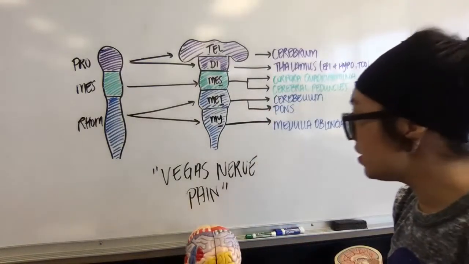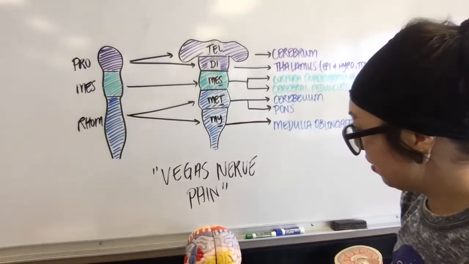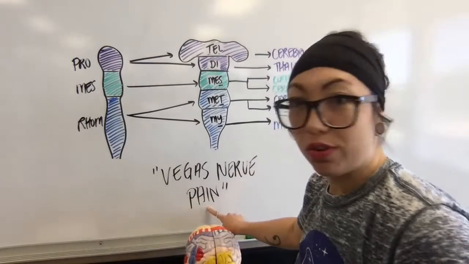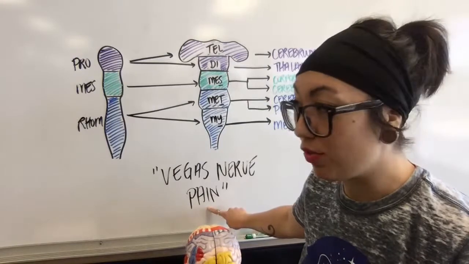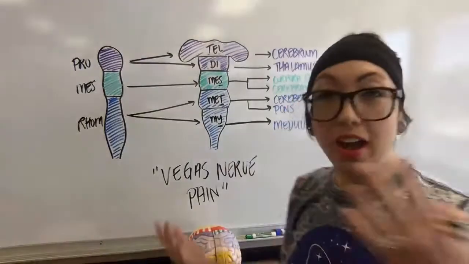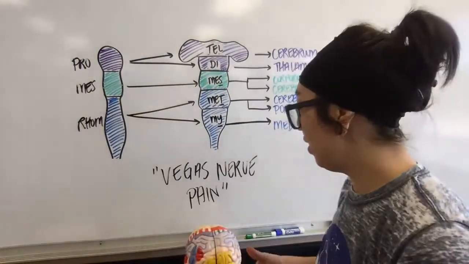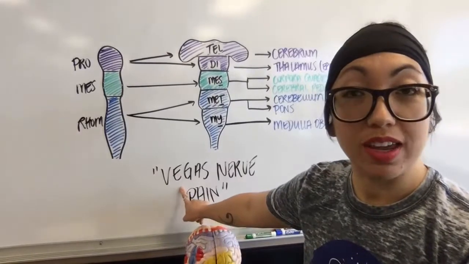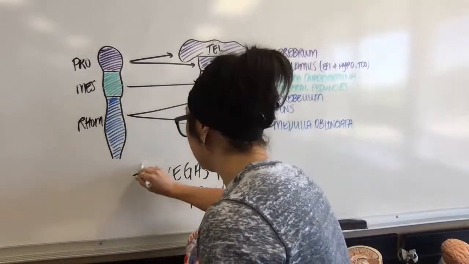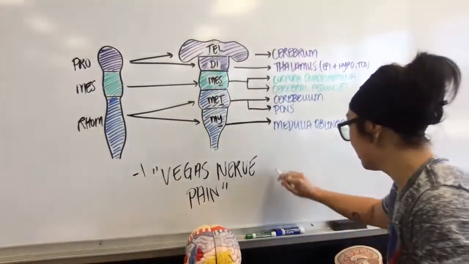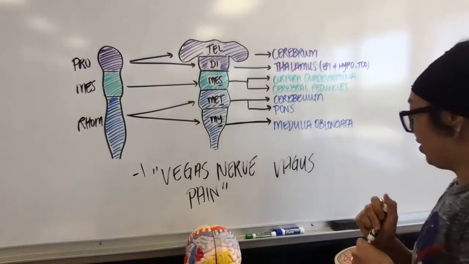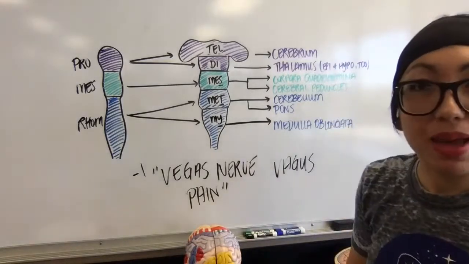Okay, do you guys see what is wrong with that? Vagus nerve pain. Okay, first of all, what is vagus nerve pain? Or just saying, I don't even know. Second of all, is that how we spell Vegas, as in vagus nerve? How do we spell Vegas? Oh my word. So anyways, guys, the spelling matters.